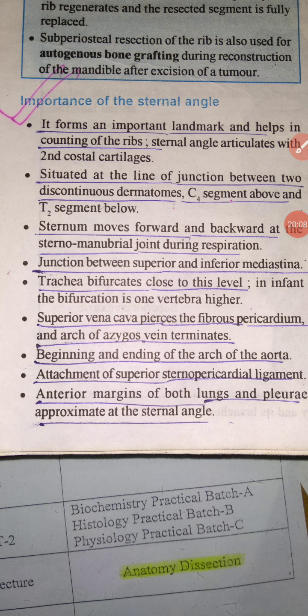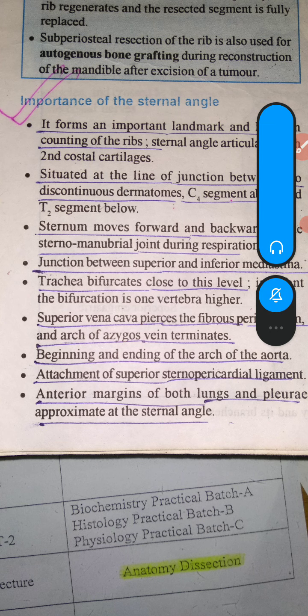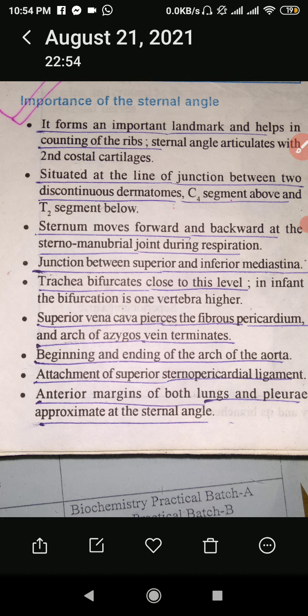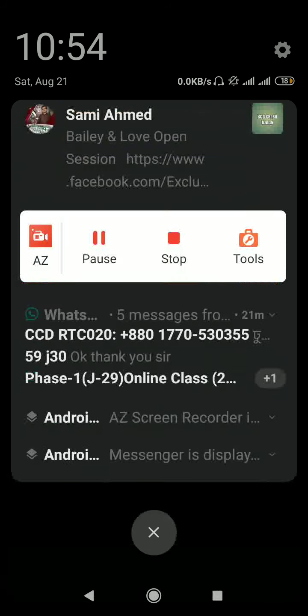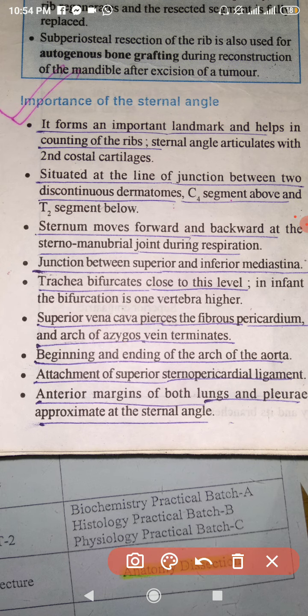Now, last of all, the importance of the sternal angle. The sternal angle is the angle between the manubrium sterni and the body of the sternum. It forms an important bony landmark and it helps in counting the ribs. We showed you in the sternal angle there is a demifacet, and at that demifacet, the second costal cartilage is articulated.